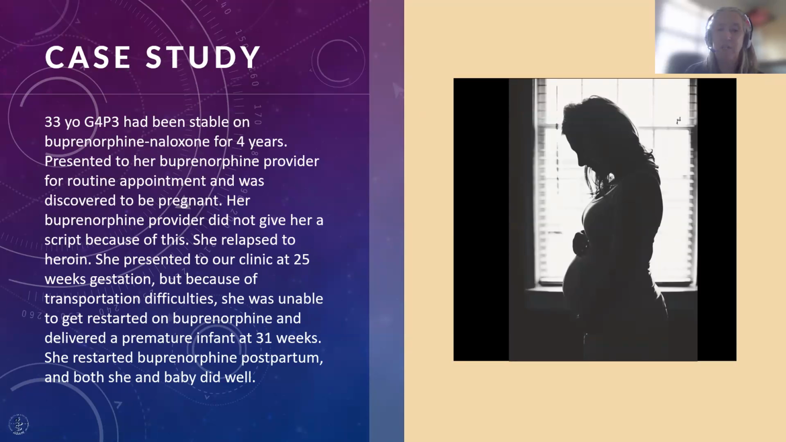She presented to our clinic at 25 weeks gestation. She wanted to get back on the buprenorphine. Because of transportation difficulties, we were not able to get her restarted, and she ended up delivering a premature infant at 31 weeks. She almost delivered in the helicopter. It was kind of scary. She ended up restarting the buprenorphine postpartum. Both she and the baby did well, and I actually saw her last week. Baby is about to start kindergarten.